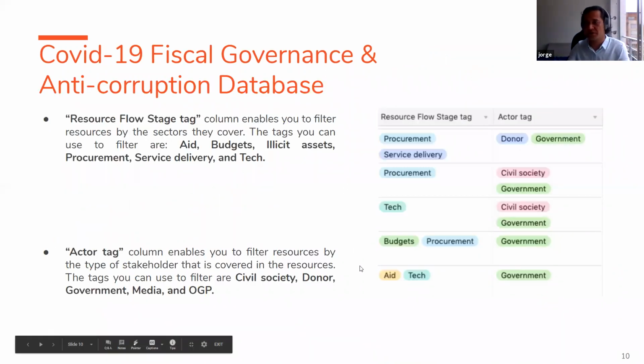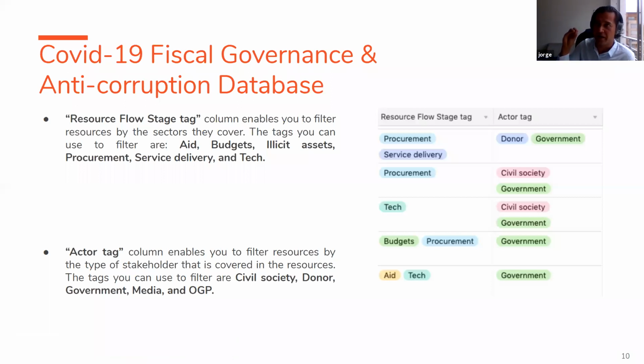Then there are 4 other variables that enable you to filter based on what the resource is about. So we developed a set of tags and started tagging each resource based on 4 criteria. One is what stage of the resource flow it covers. So you can filter things related to aid, to budgets, to illicit assets, to procurement, to service delivery, and to tech. Then you have another way of filtering the resources, which is a focus on what type of actor the resource talks more about. It can be civil society, donors, government, media, or Open Government Partnership collaborations.